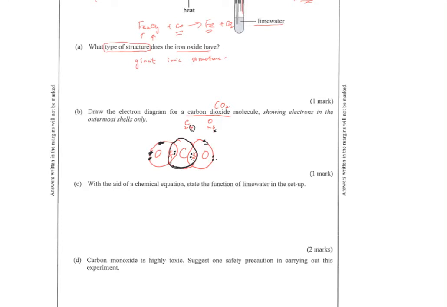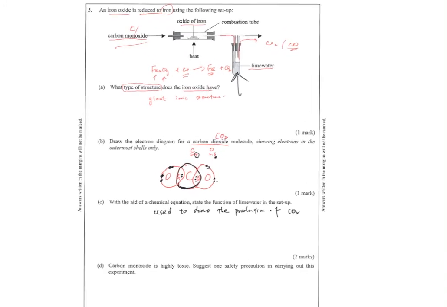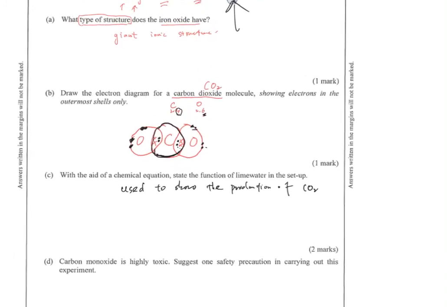And then the chemical reaction and the function of lime water. Lime water is just used to test for the production of carbon dioxide, right? Because carbon dioxide can be used to test lime water. So we put lime water in this test tube. Okay, if the lime water turns milky, that means carbon dioxide is produced. That means this reduction has occurred actually, okay?